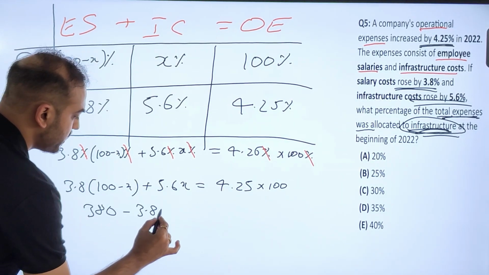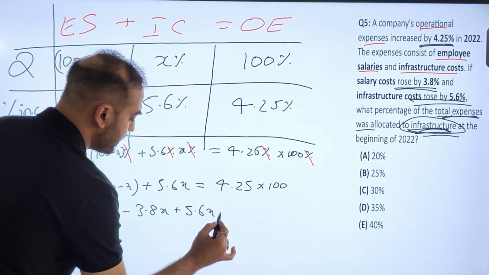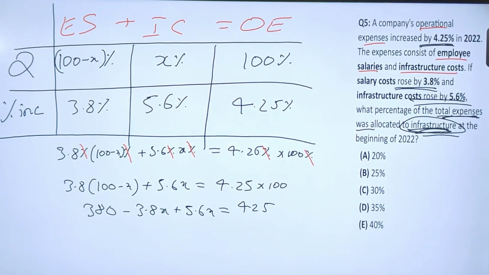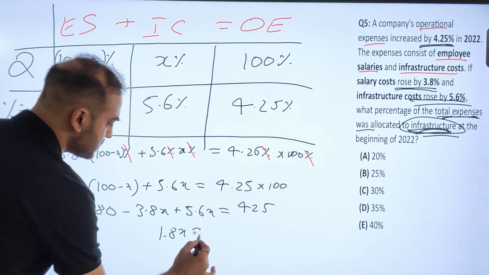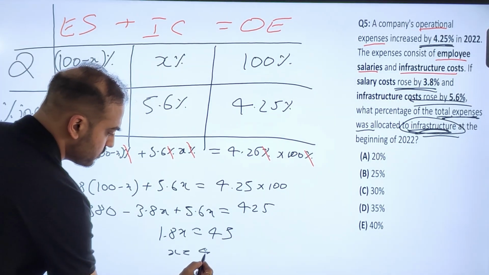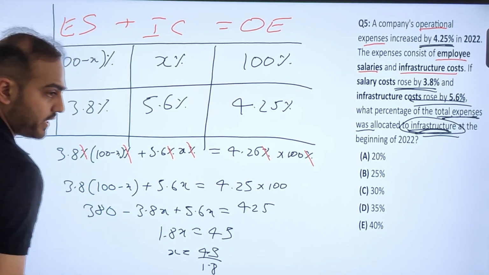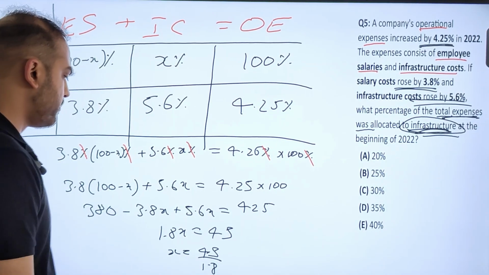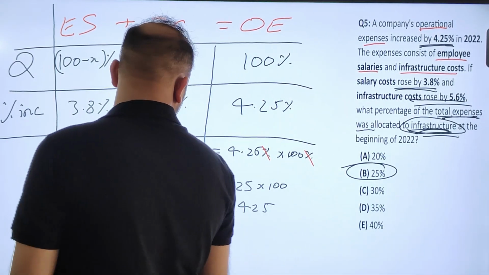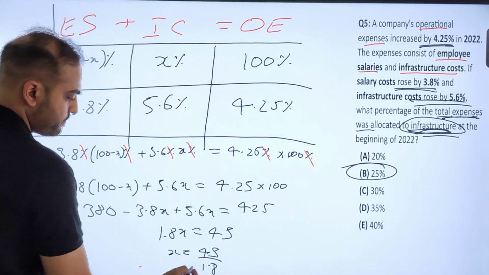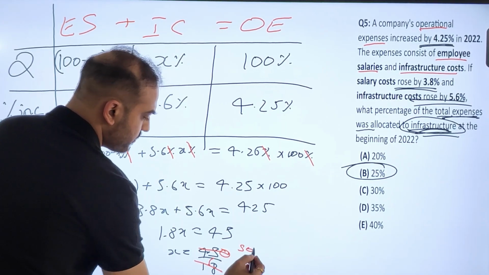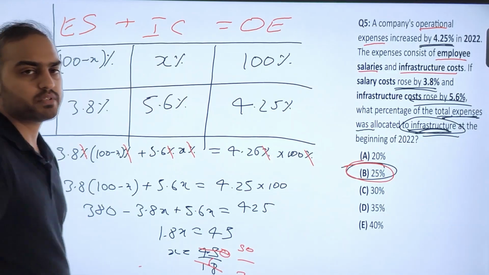380 minus 3.8x plus 5.6x is equal to 425. We get 1.8x is equal to 45. X is equal to 45 over 1.8. If you simplify, that will be 25%. Again, you can do decimal: 450 by 18, cancel by 9, 50 over 2, that is 25%.